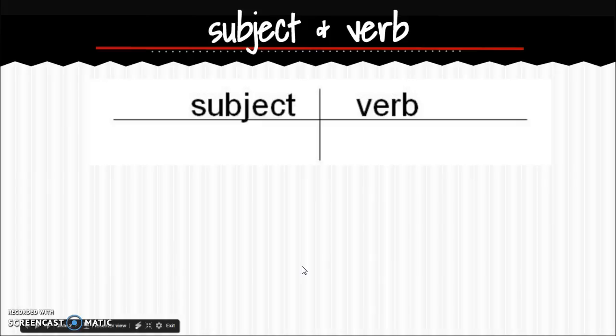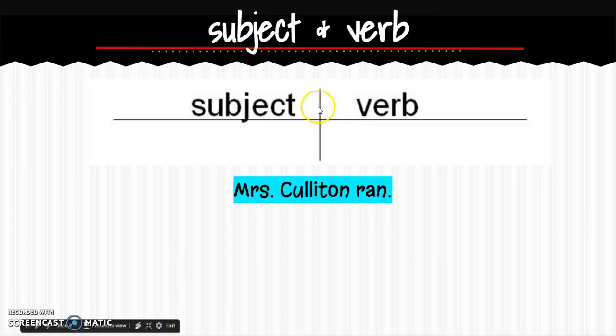So we start by looking at the two basic parts of a sentence: the subject, who the sentence is about, and the verb that tells what the subject did. If you look at this sentence here, Mrs. Culleton ran, what we're doing is dividing it and putting the information into a diagram, which is why it's called sentence diagramming. A little chart, I call it a T-chart, where we put our subject on the top left and our verb on the right.